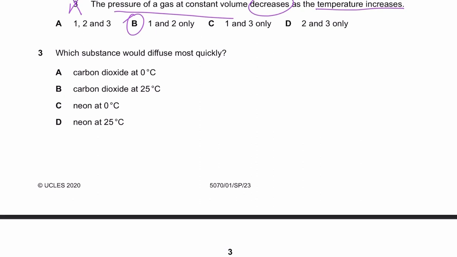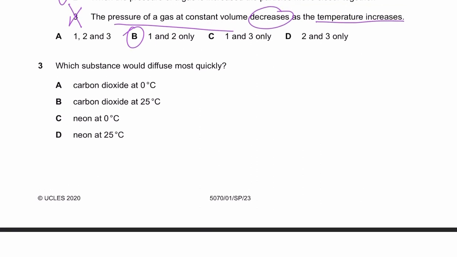It says which substance would diffuse most quickly. Now, diffusion depends on two things. The rate of diffusion depends on the temperature and it depends on the relative molecular mass, the MR. Now, let's first of all take into consideration the MR. The greater the MR, the slower it diffuses, because I gave you guys the example.